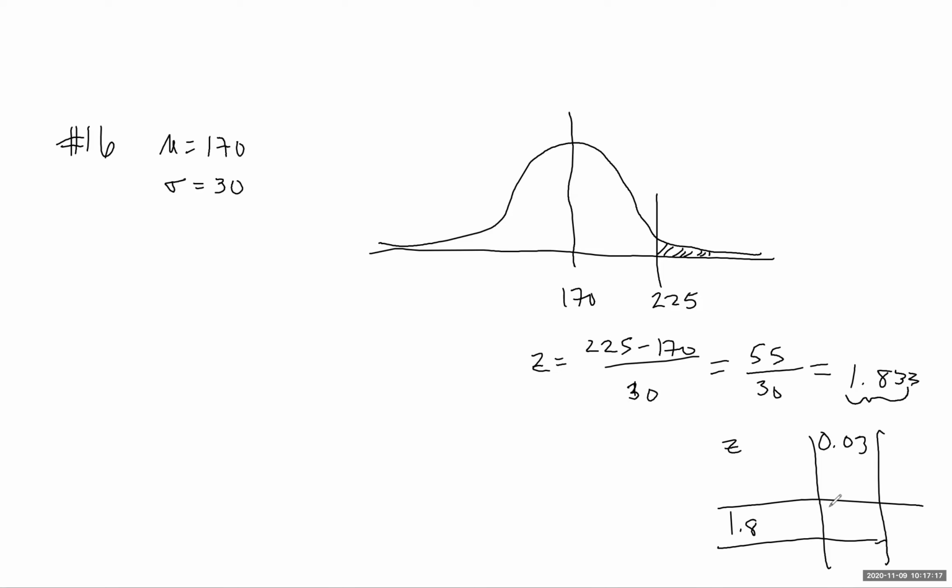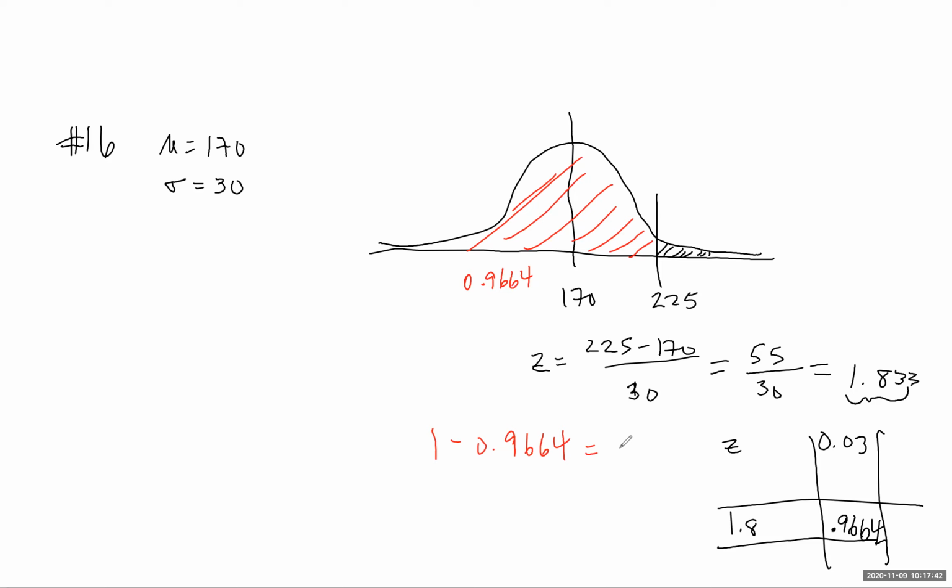0.03, 0.9664. Now keep in mind that that is the area to the left. So that's this area here. We want the area to the right. So in order to find that, we subtract.